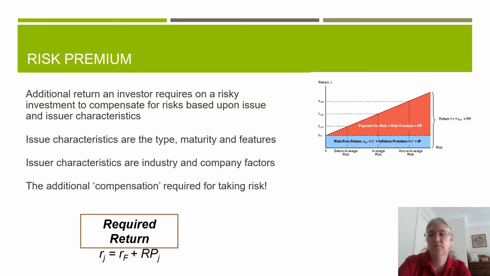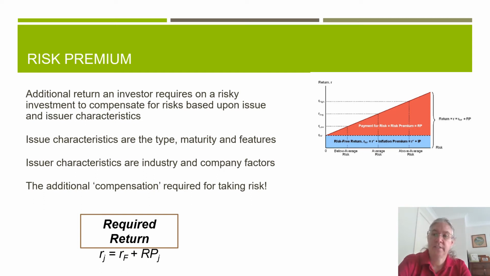Now we've seen this graph here before. Let's have another look at it. Across the bottom, we've got our risk, starting off with no risk through to very high risk. Then up here is our return. Now this bottom section is the risk-free return. So that's made up of our real return plus our inflation premium, IP.